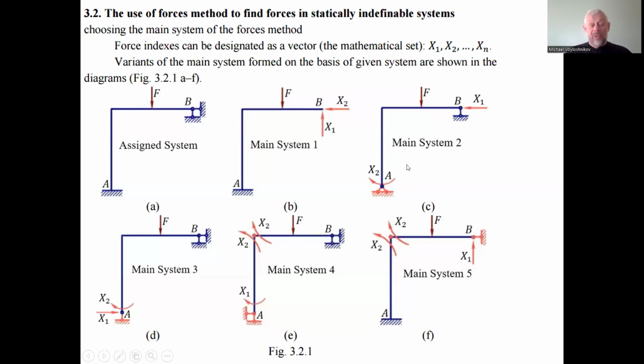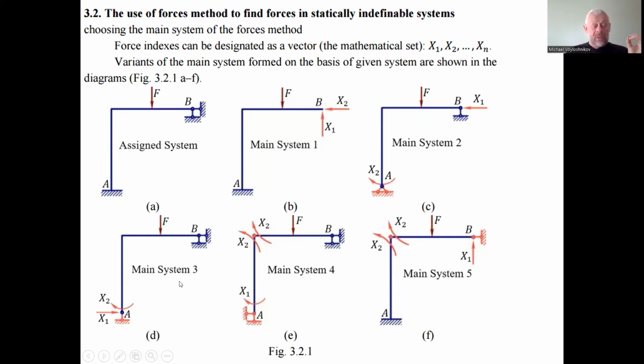Assume that perhaps we would know the efforts x1, x2: force x1, the horizontal component of the resultant in the point B, and the bending moment x2. If we would know this, the main system in the second option would be statically definable. So for the use of the forces method, we have first to find the main system. Main system is, let's repeat, a statically definable system instead of the assigned system, statically indefinable. In the considered case it is a 2 times statically indefinable system.